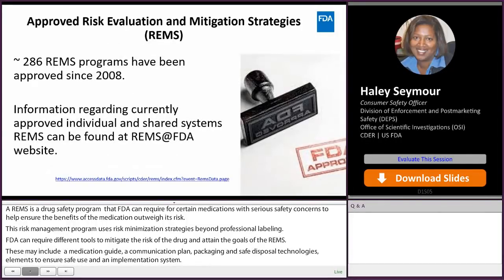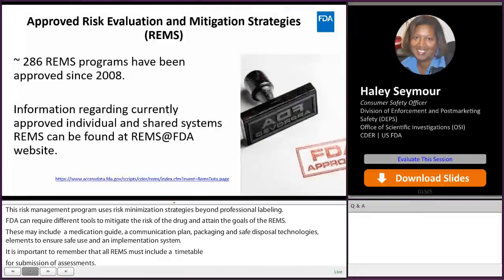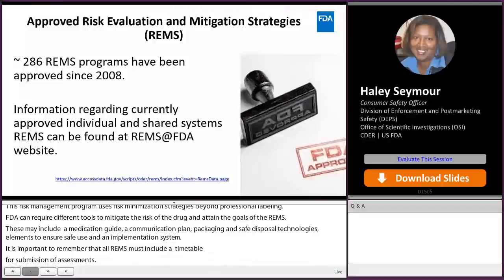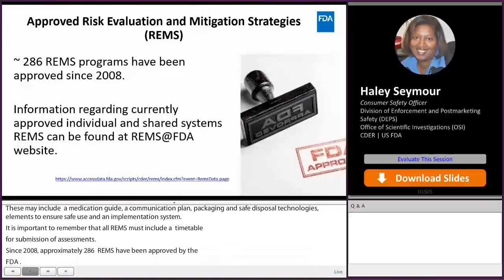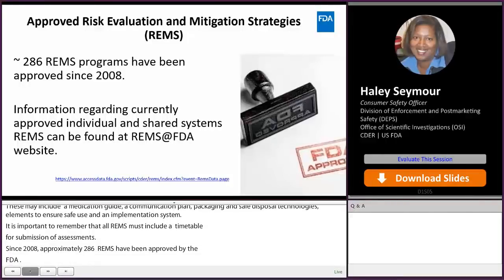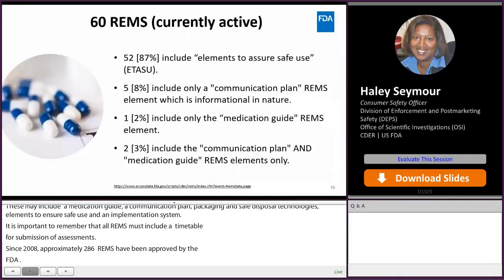Since 2008, approximately 286 REMS have been approved by the FDA. The REMS at FDA website is a great resource, and it includes current information for approved individual and shared system REMS programs. Currently, there are 60 REMS.